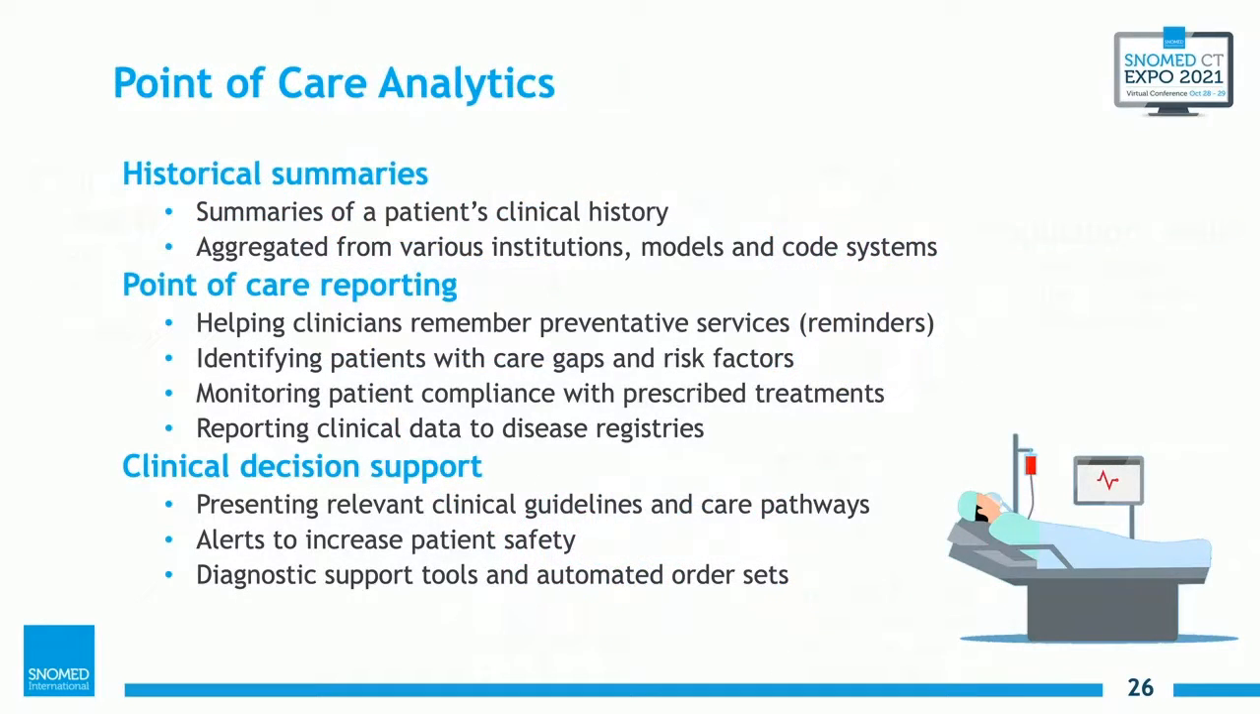Let's explore these tasks in a little more detail, starting with point-of-care analytics. SNOMED CT has been used for historical summaries. This is where we provide a summary of a patient's clinical history by aggregating and grouping up codes within their health record. It also allows us to aggregate patient records from various institutions, different information models, and code systems.